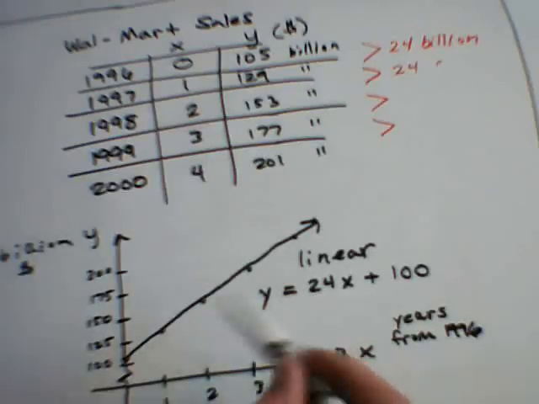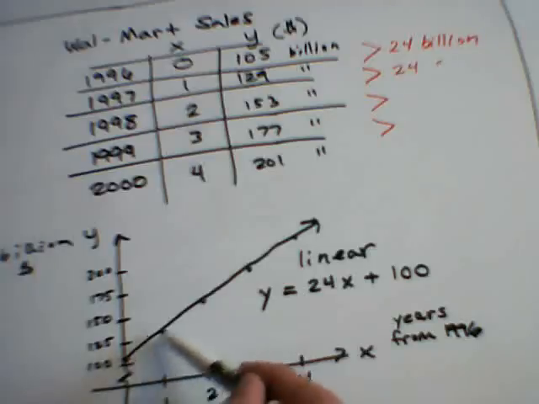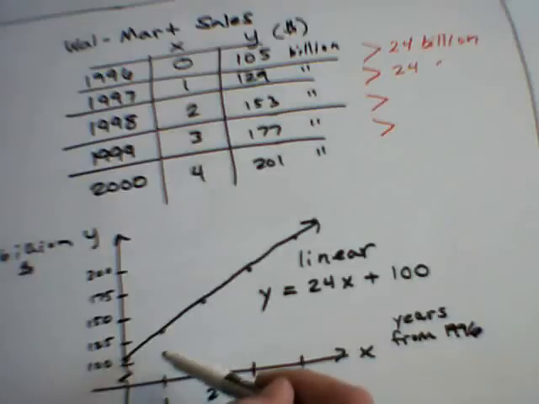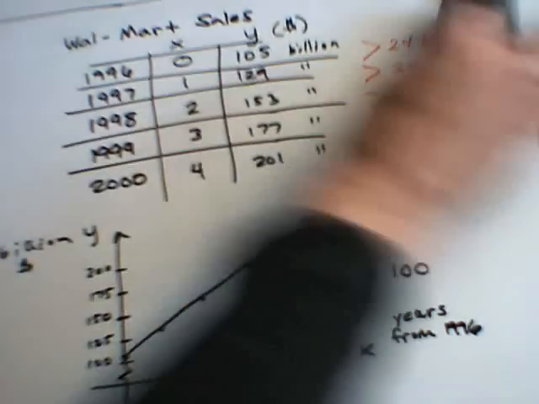The slope tells us the rate of change. There's a constant rate of change in $24 billion in sales each year. And that's what characterizes a linear function. Okay, so now let's look at an example of an exponential function.